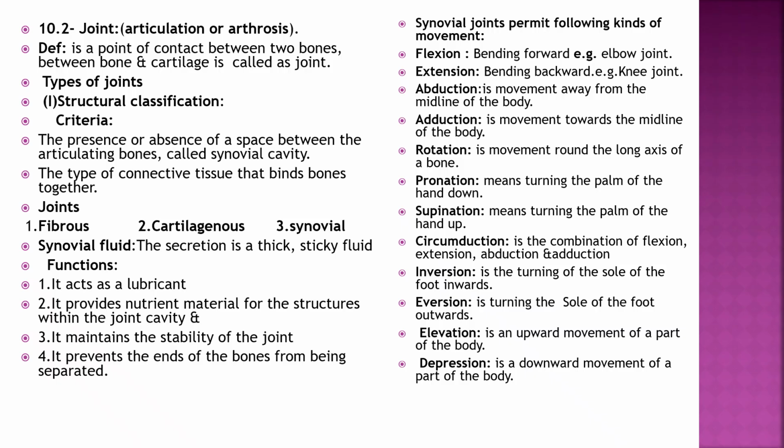So because of the joints, there are all upper limb movements, lower limb movements, or locomotion, that is movement of the human body from one place to another place, is possible because of the joints. And the movements like flexion, extension, pronation, supination, eversion, neck movements, back movements, all these movements are possible because of the joint. So this is about the skeletal system in short.